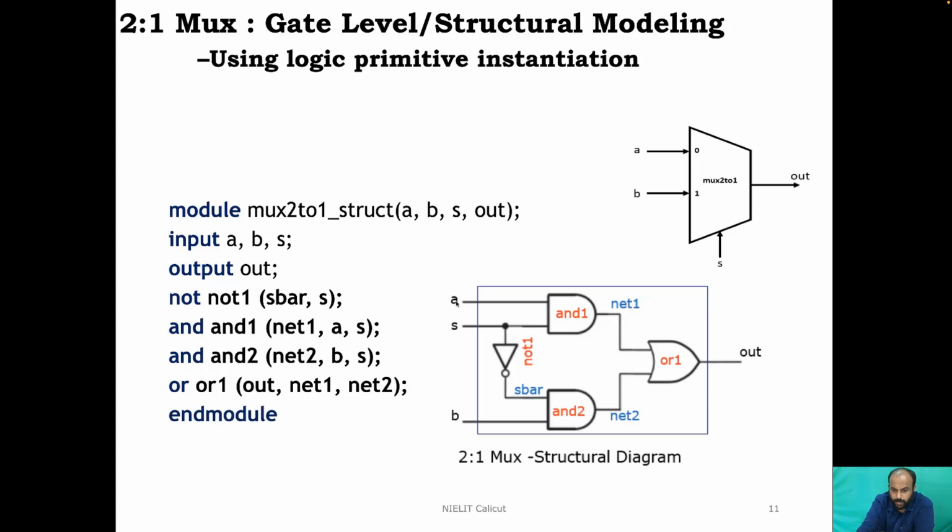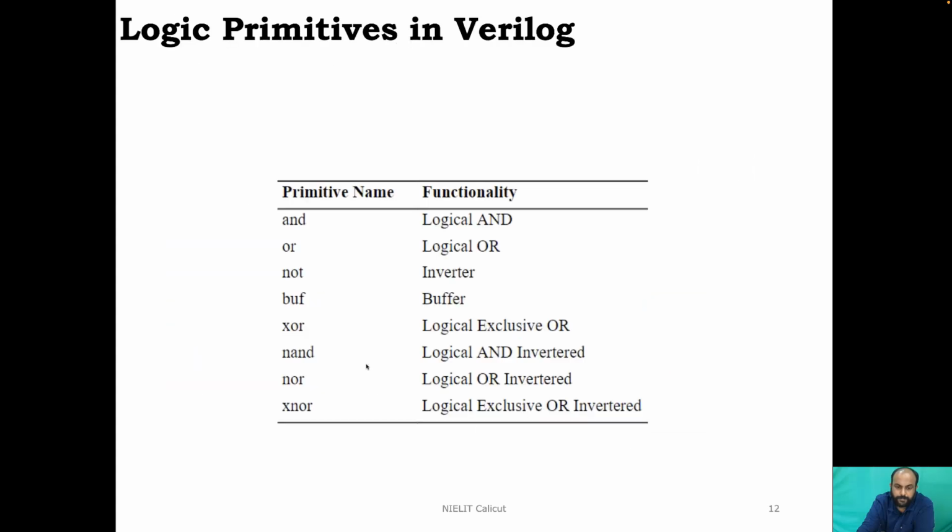The only correction which you need to apply here is, please label this first port of AND1 gate as B and the port of AND2 as A, and also add here S bar.